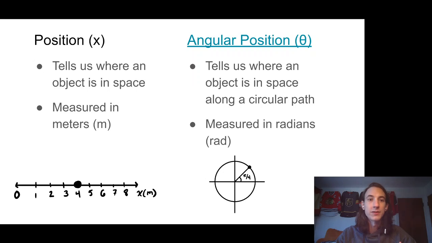So when we did linear position, we measured it in meters. And yeah, it was helpful. We could say, hey, that object is at 4 meters away from 0. And that was great. That was something that was really helpful.